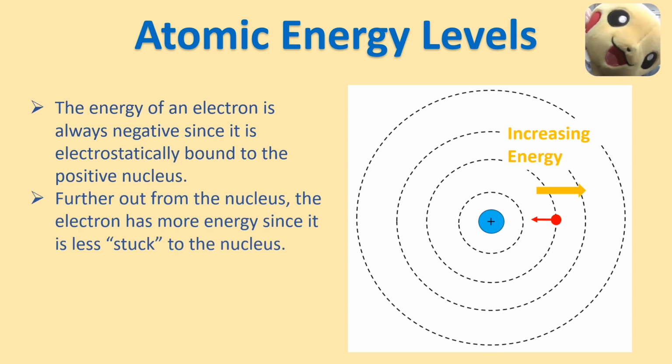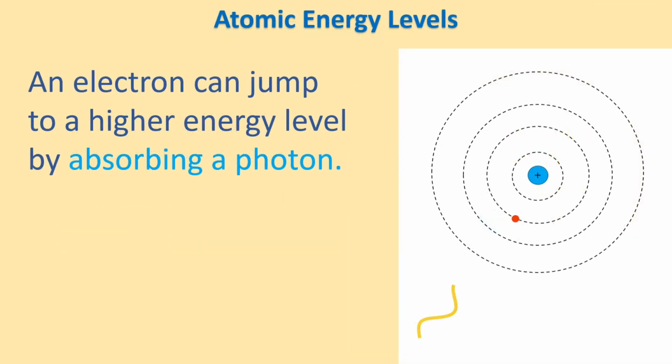The further out the electron gets from the nucleus, the less bound it is. So going further and further out from the nucleus, to higher orbitals, means the electron has higher energy. In order for an electron to go from a low orbital with low energy to a higher orbital with higher energy, it needs to gain energy. And the way it gains energy is by absorbing a photon, or a light particle.